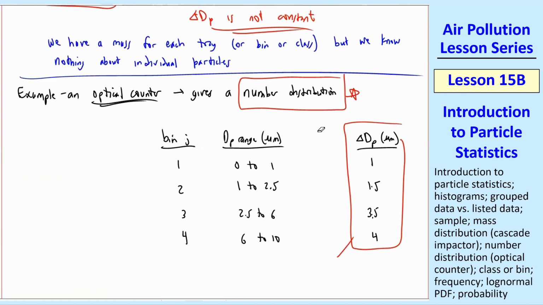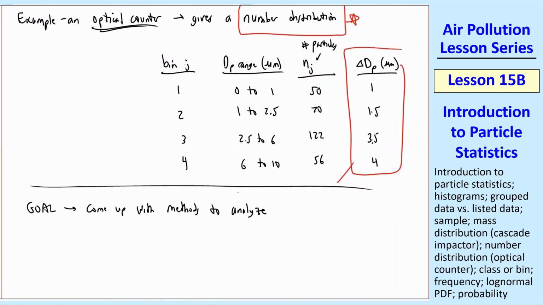Suppose we happen to have the same ranges and 4 bins in our optical counter, but now instead of mass, we have number of particles, nj. So we might have 50, 70, 122, 56. This optical counter gives us the number distribution, nj, for each bin, or the frequency, as statisticians like to call it. Our goal is to come up with methods to analyze grouped data in order to perform statistics.